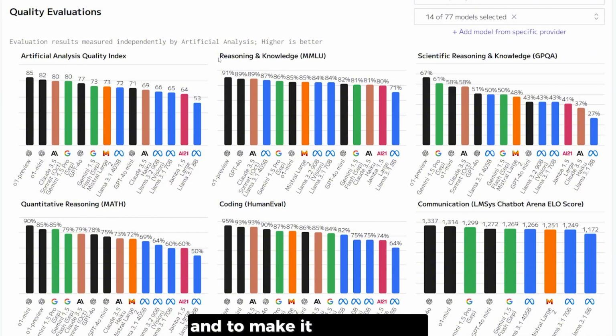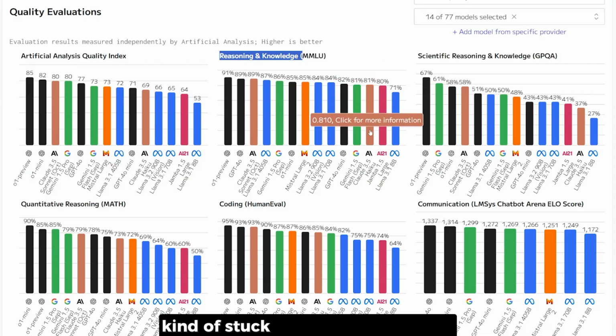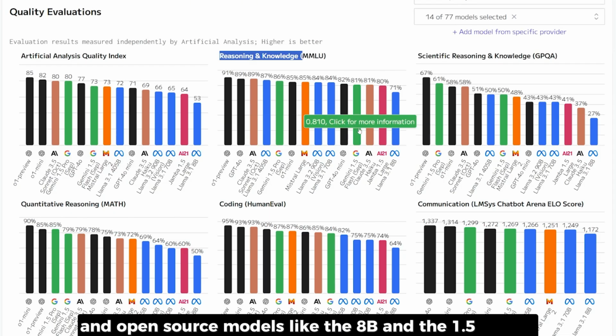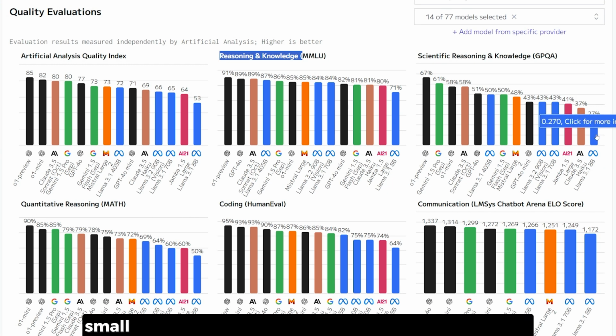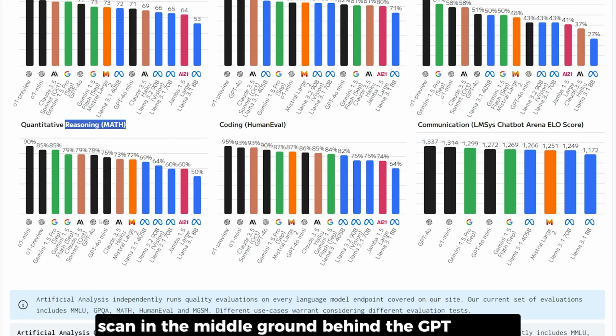And to make it even weirder, the reasoning and the knowledge for this model is actually kind of stuck between the 1.5 Flash and the open source models like the 8B and the 1.5 Jamba, which makes it worse than the 70B Llama, and this is insane, and the 90B Vision Llama. And for scientific reasoning and knowledge, it's actually almost comparable to the 8B model, which is a very tiny model. When it comes to math and reasoning, it's kind of in the middle ground behind the GPT-4o Mini.